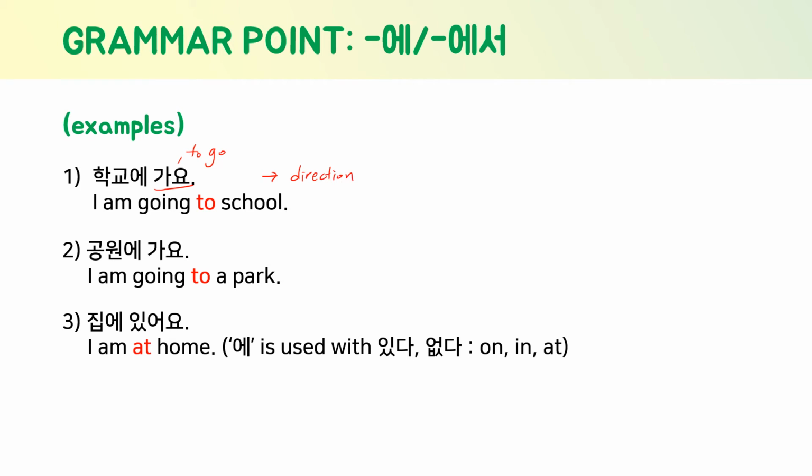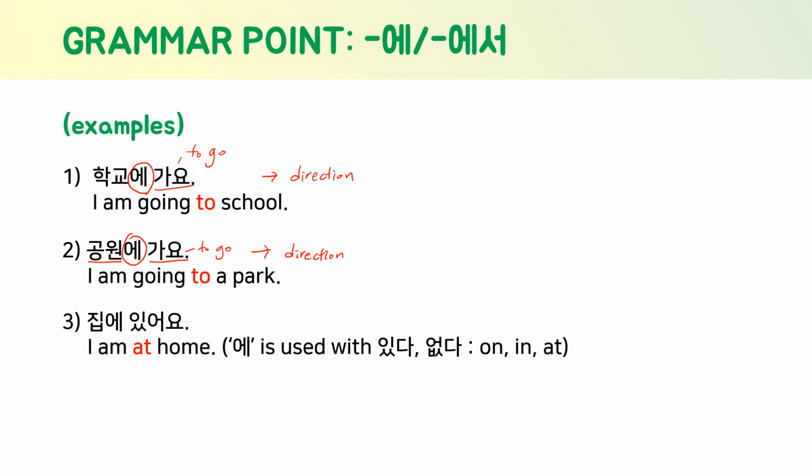학교에 가요. Second one, 공원에 가요. 공원 means park. The verb 가요, the same thing. 공원에 가요. I'm going to a park. The same as direction. It also shows the direction, right?